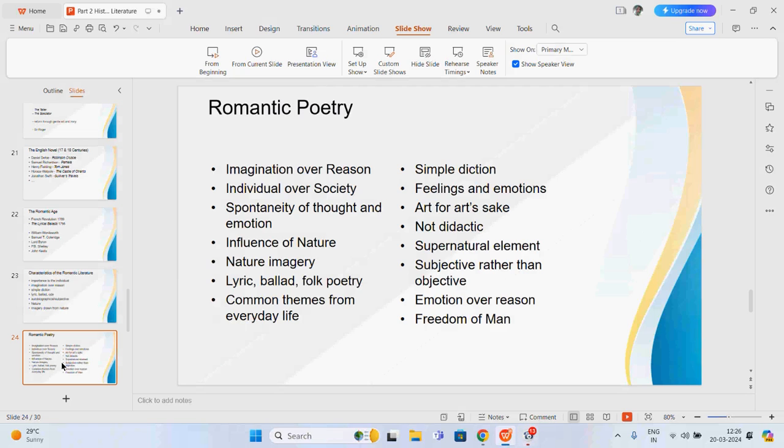The writers believed in art for art's sake. They do not believe in didacticism. Their purpose is not to teach the reader anything. We find the use of the supernatural element, especially in the poetry of Coleridge, Kubla Khan, for example, or in Keats's The Ancient Mariner.